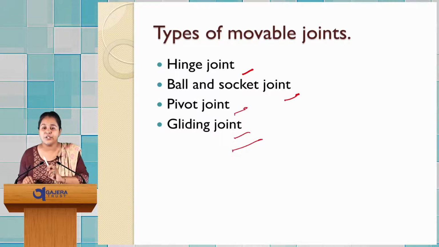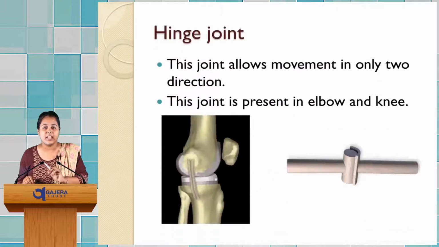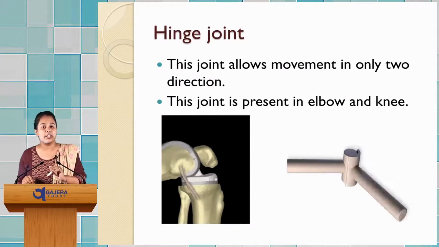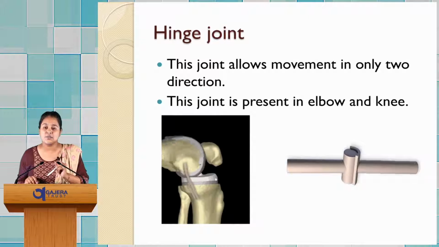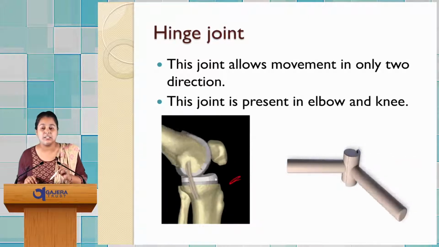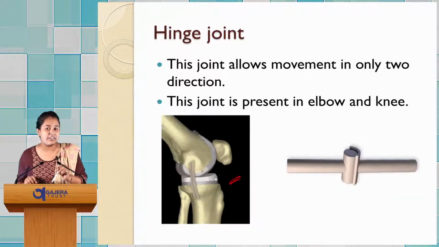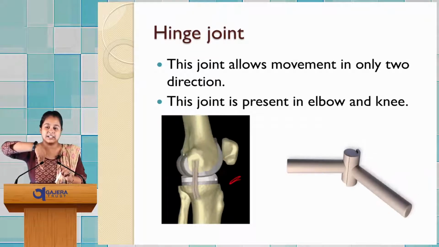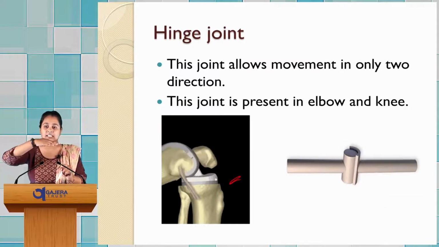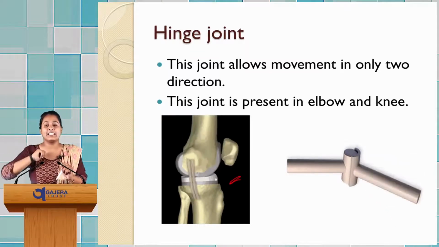Let us go for the first one, hinge joint. Now hinge joint is a joint which allows movement in two directions. Over here in this image we can see this is an example of the kneecap. Our knee we can move in two directions, right? We can have it forward or we can turn it 90 degrees down. This is the movement which is allowed by the hinge joint.